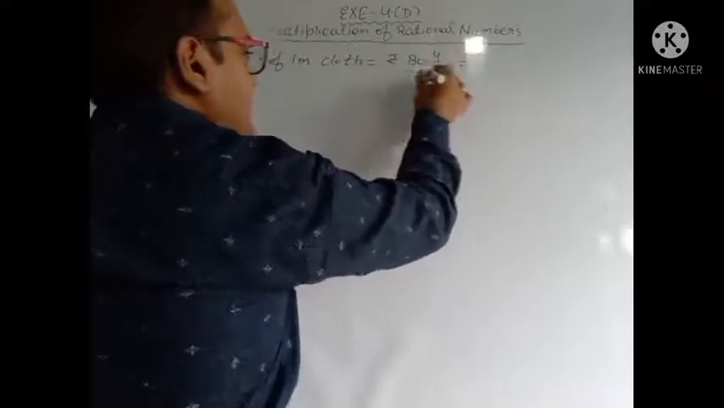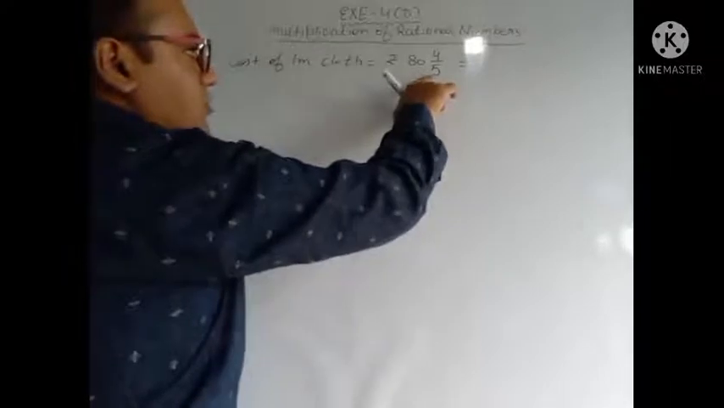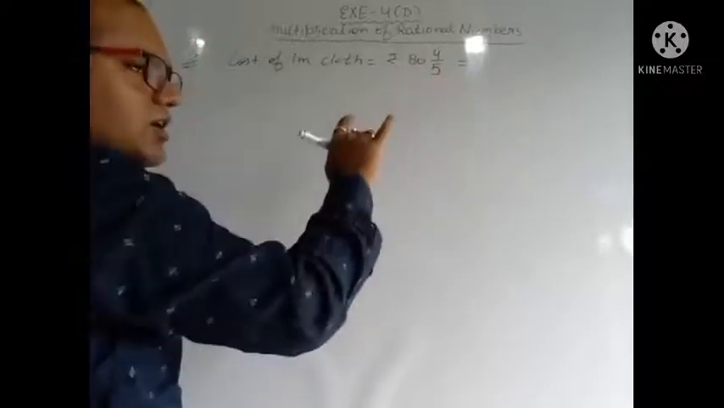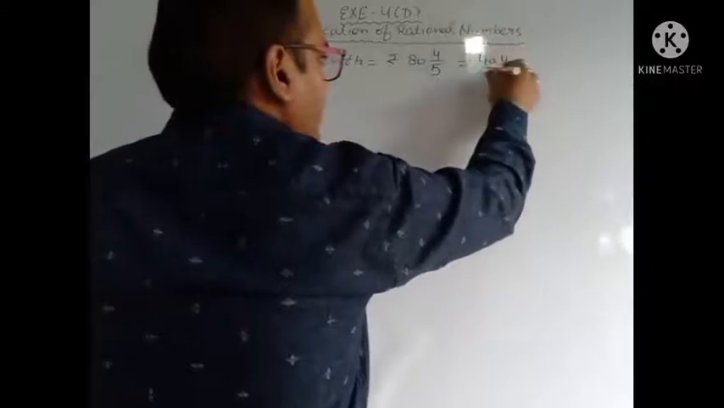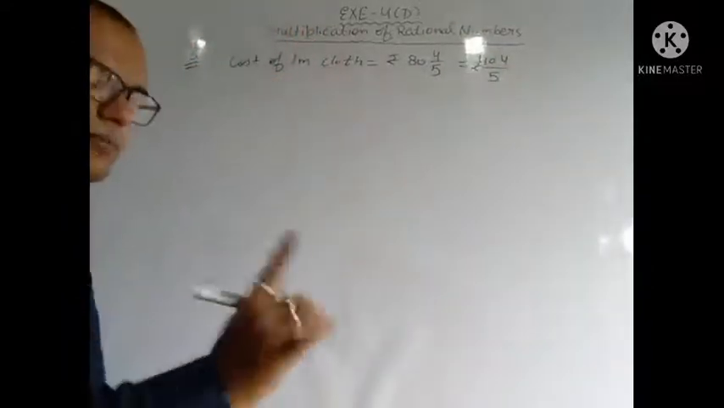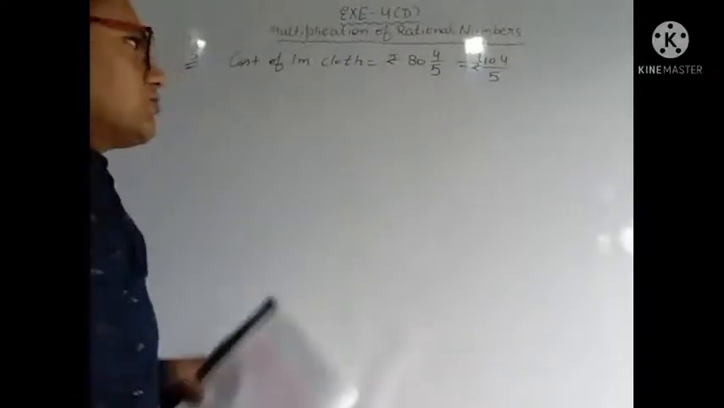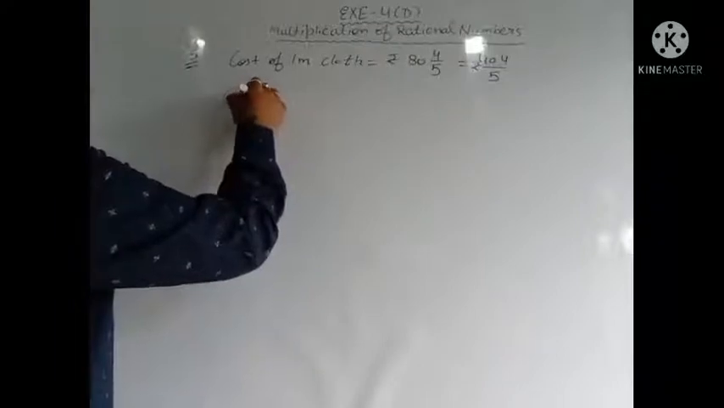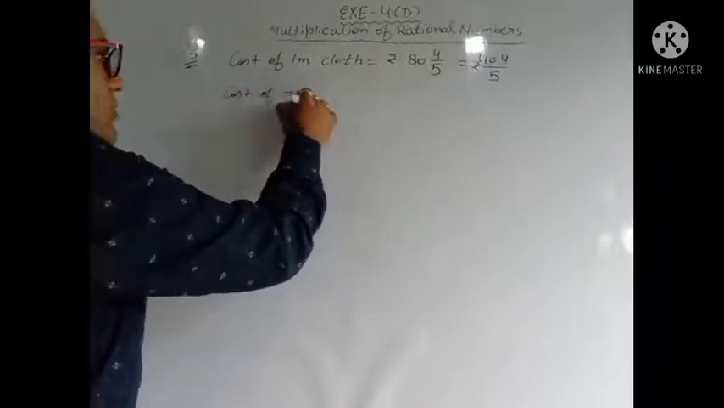When we change it into an improper fraction, then our answer will be 8 5s are 40, and this last 0 will also come. 400 plus 4 will be 404 upon 5. So this much rupees is the cost of 1 meter of cloth, and we have to find the cost of 7 whole 1 upon 2 meter of cloth. So we have to write the cost of 7 whole 1 upon 2 meter cloth.